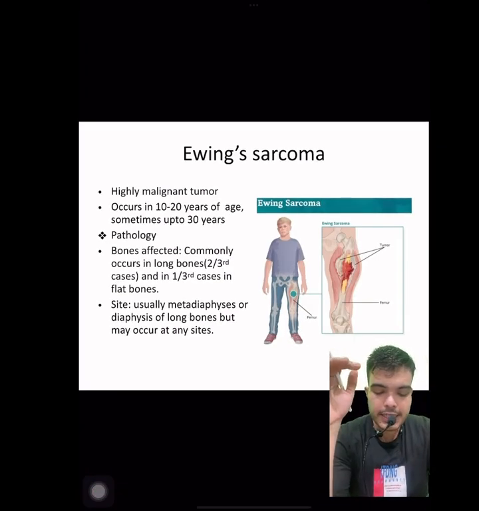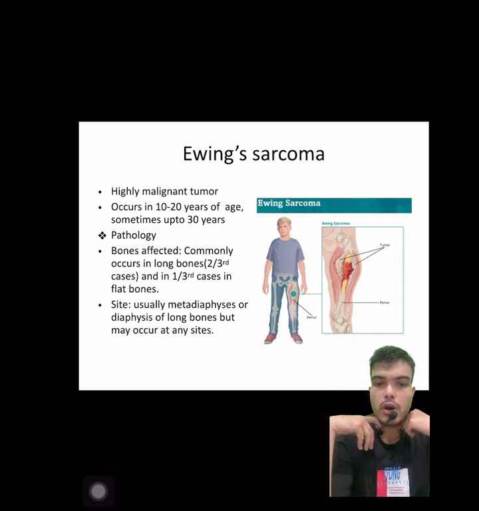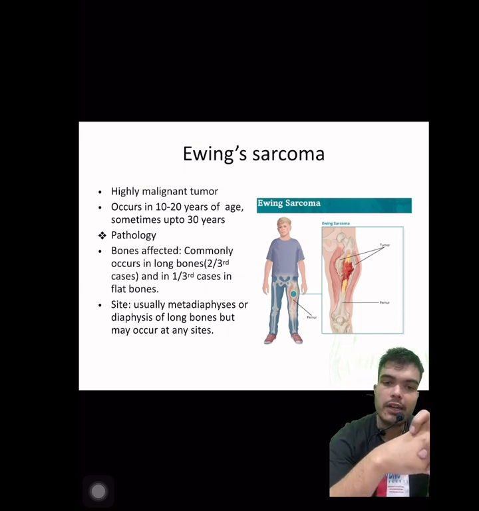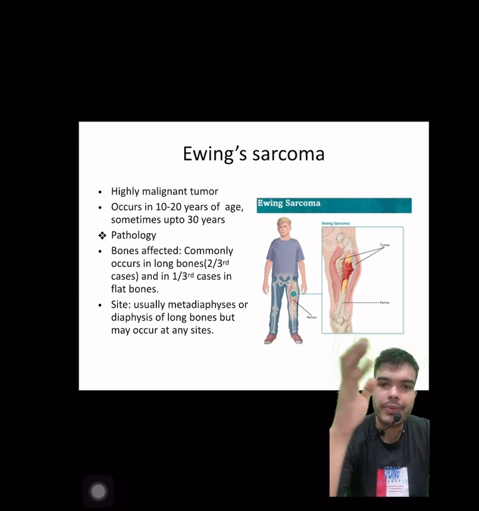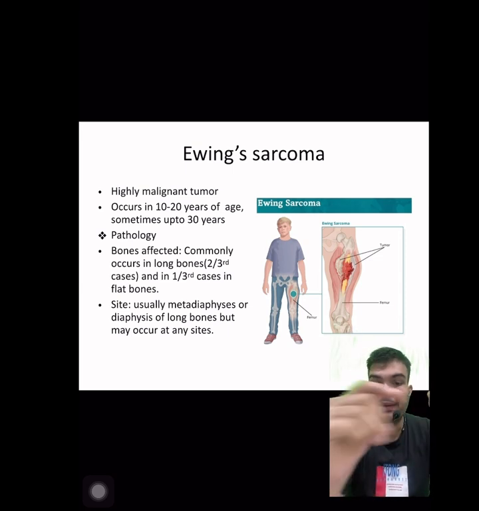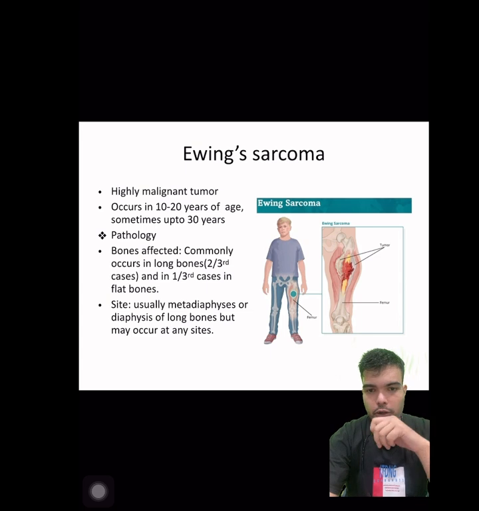The presentation for Ewing sarcoma is a 10-year-old boy, because it's one of the most common tumors in the first decade of life. Ewing sarcoma is a diaphyseal tumor, and in the diaphyseal tumor, you should not forget Ewing sarcoma and osteoid osteoma, the most important diaphyseal tumors. Of course, there are other tumors also, but the major ones are two: one is osteoid osteoma and the other one is Ewing sarcoma.